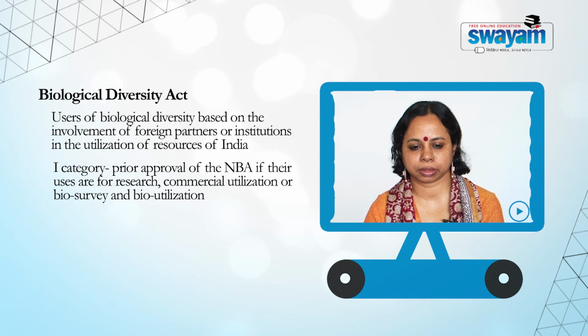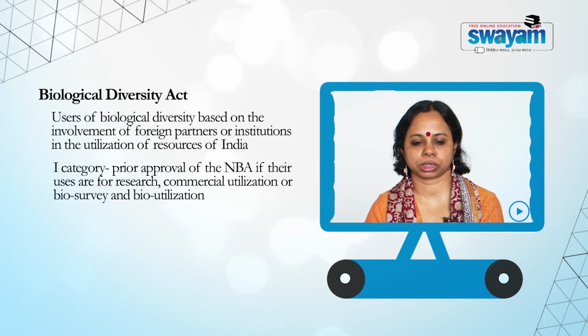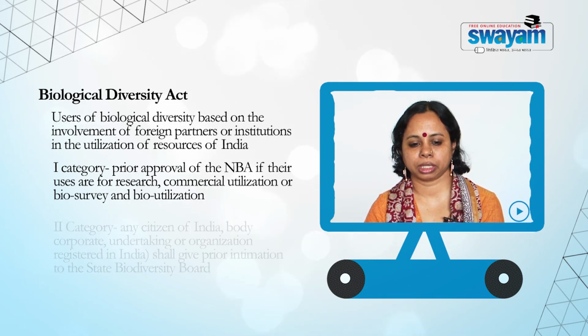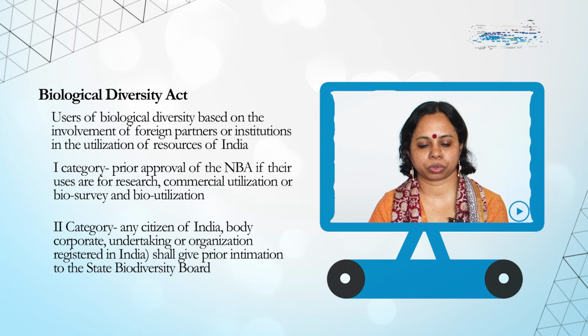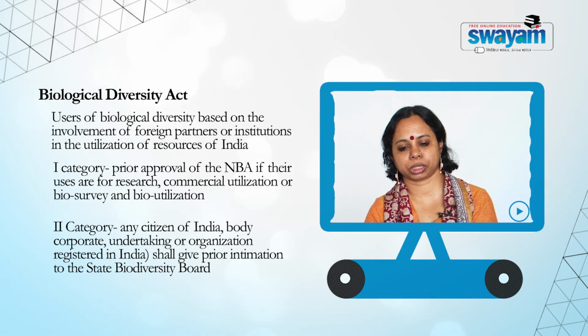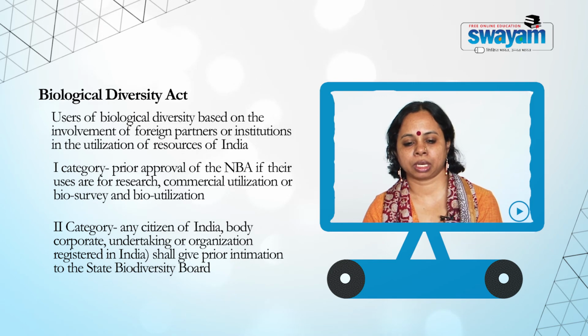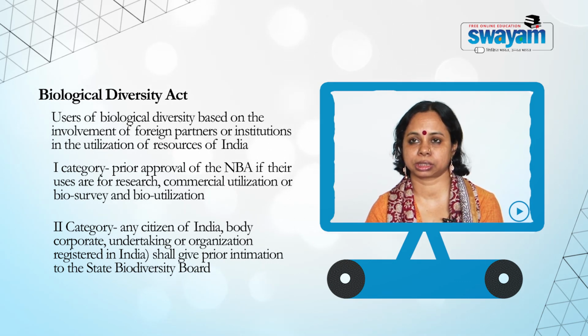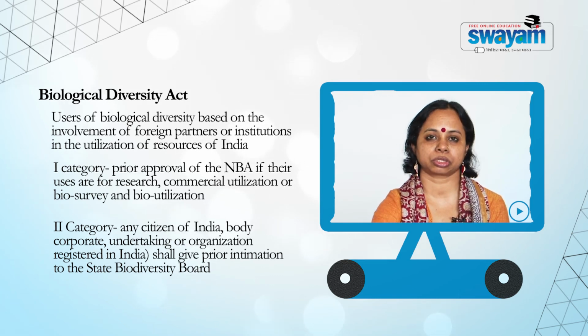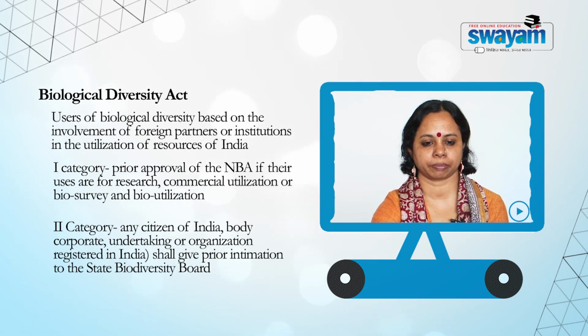So, the first category under this legislation needs a prior approval of the National Biodiversity Authority if the use of these resources is for research, commercial utilization or biosurvey and bioutilization. In category 2, it needs a prior intimation to be given to the state biodiversity boards, and this is for those categories of people like the citizens of India, any body corporate or undertaking or organization registered in India, thereby showing that it is not having a foreign involvement in it.